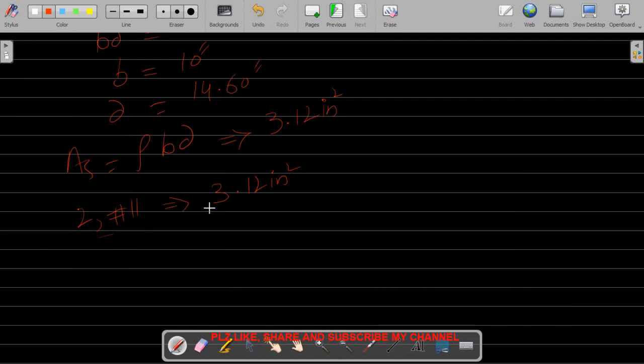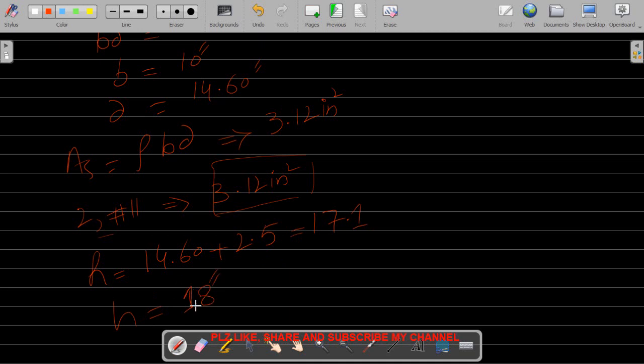So 2 number 11 bar will give me this exact value, right? Now let's say I'm calculating the total depth H. So 14.60 plus, as I'm using 2.5 inch effective cover, my total depth will be 17.1 inch. So I round my depth, let's say it is equal to 18 inches.